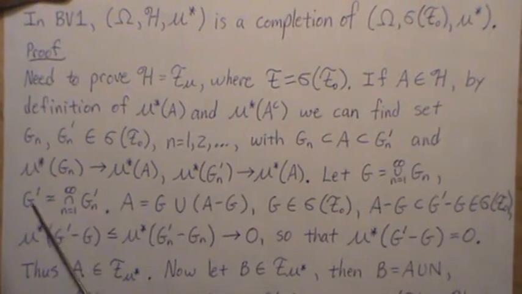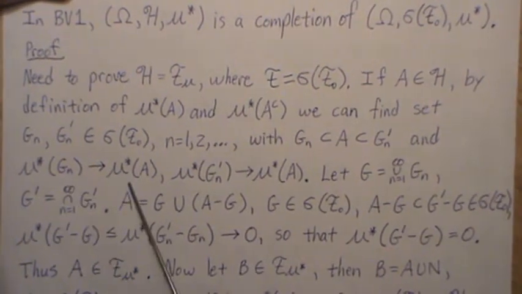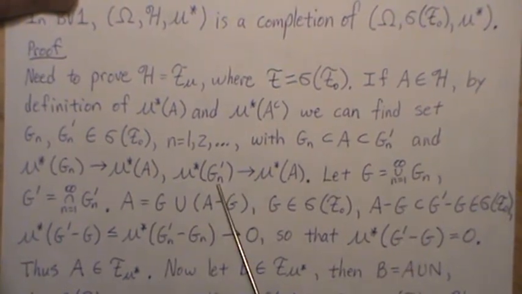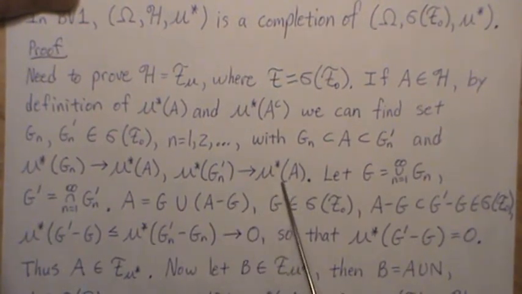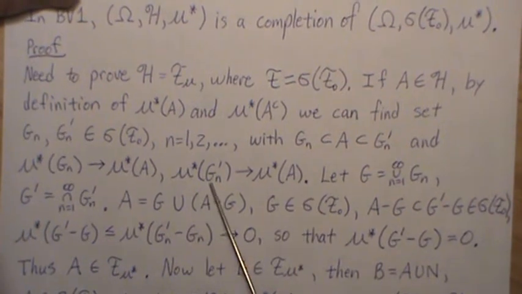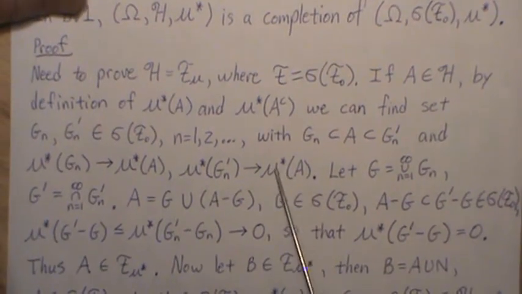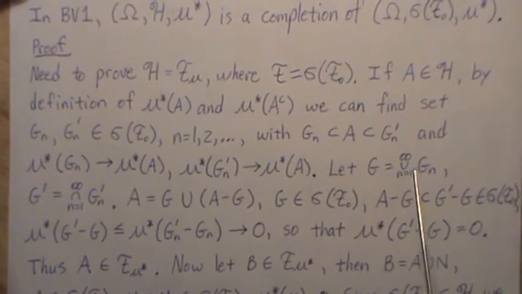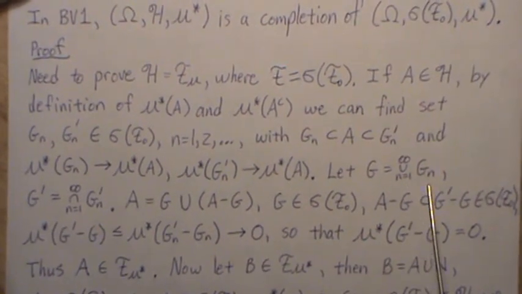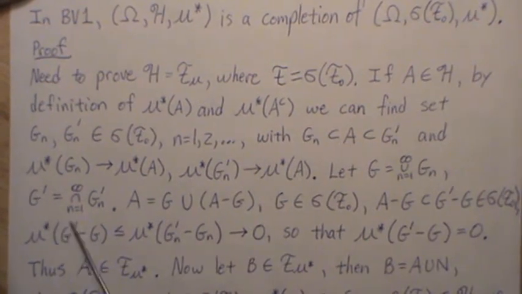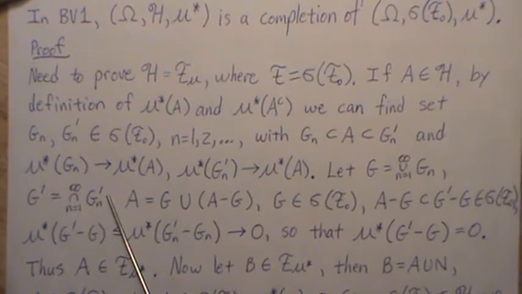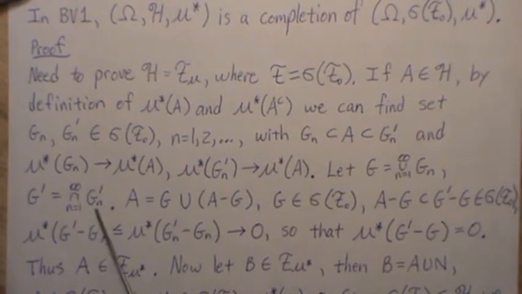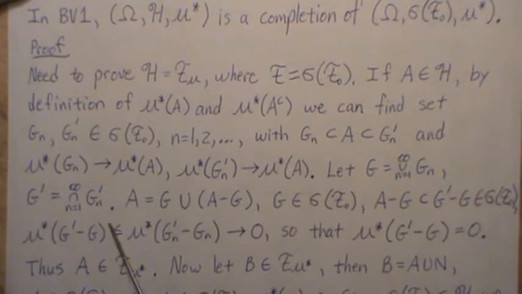So the measure of Gn goes to mu star of A, and this measure goes in the limit to mu star of A. The measure of this goes to the measure of that. That's the way we define mu star on H. Now let G be the infinite union of Gn, and G prime be the infinite intersection of Gn prime, because the Gn increase to A, and the Gn primes decrease to A.